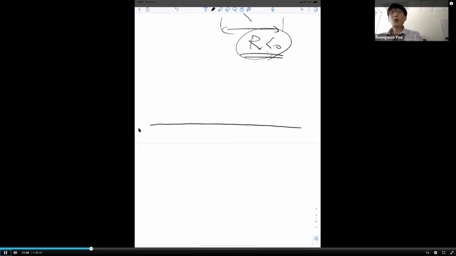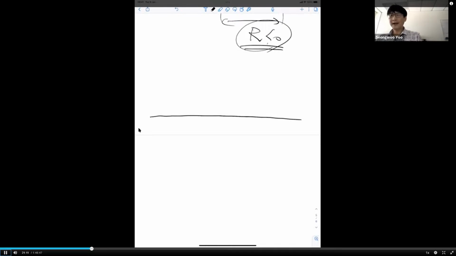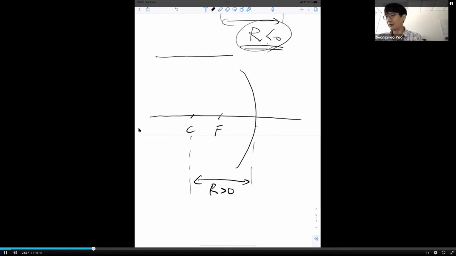So, we will always start with this horizontal principal axis, and then I'm going to define the concave mirror. My focal length is defined here, and my center of curvature is defined here. From our previous discussion, according to the sign conventions, we know that the radius of curvature is a positive value for this concave mirror. Now I'm going to place my object here. The object is placed between the focal point and the mirror.